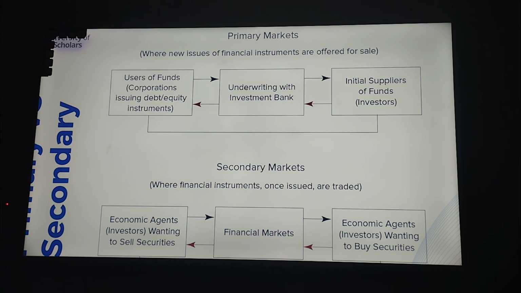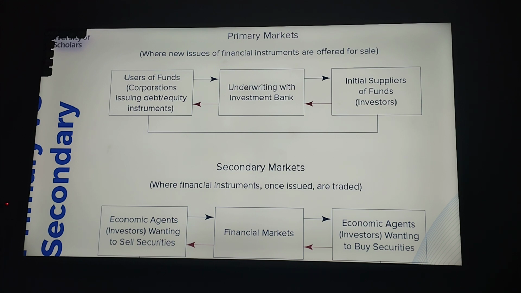So when the corporation is issuing the debt instrument or equity instrument, they're underwriting it with the investment bank, and the flow will move on to the initial suppliers of funds. That means the investors. To simplify, investors are taking share percentage or share instruments or equity instruments from the corporation, i.e.